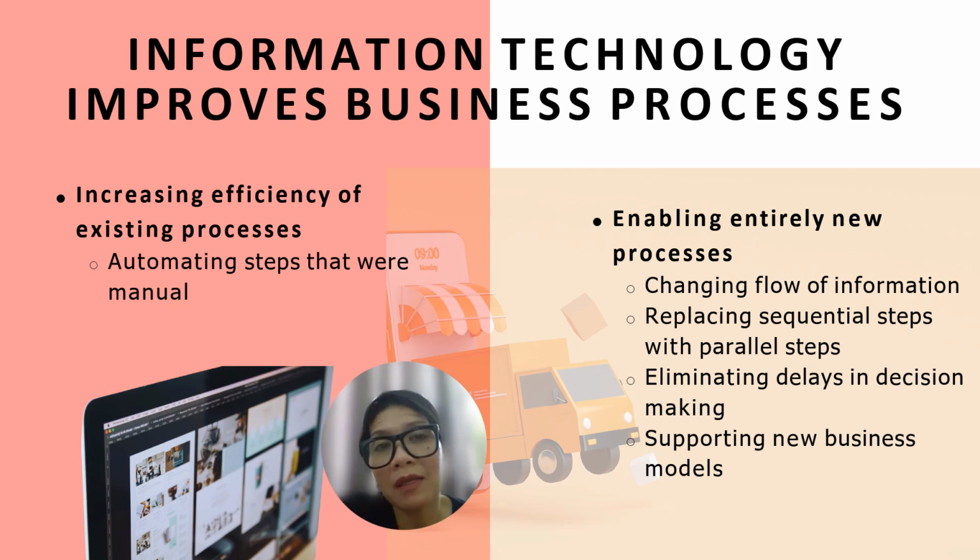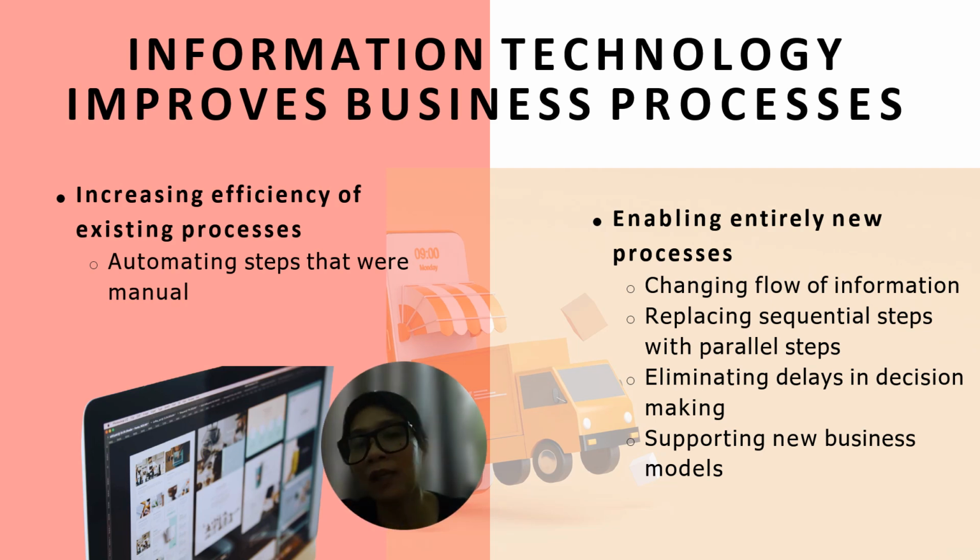Information technology plays a transformative role in improving business processes, such as increasing efficiency of existing processes. So information systems automate many steps in business processes that were performed manually, such as checking a client's credit, generating an invoice, and maybe shipping orders. It was done manually, but today IT can do much more, enabling entirely new processes. So IT makes new ways of doing business possible.